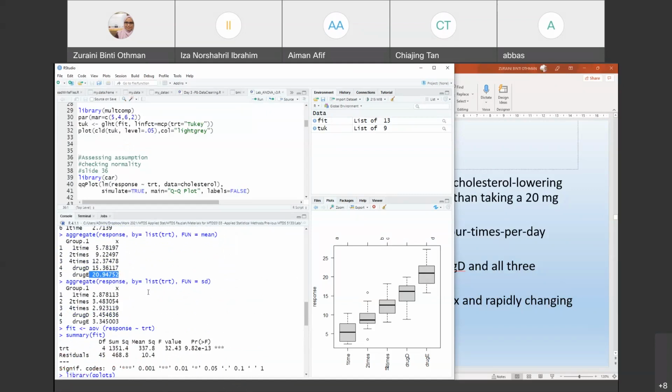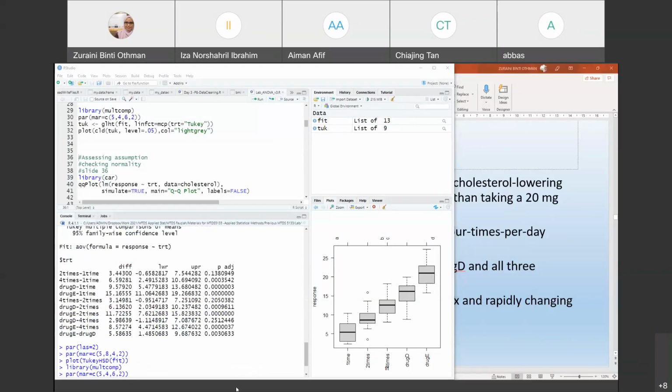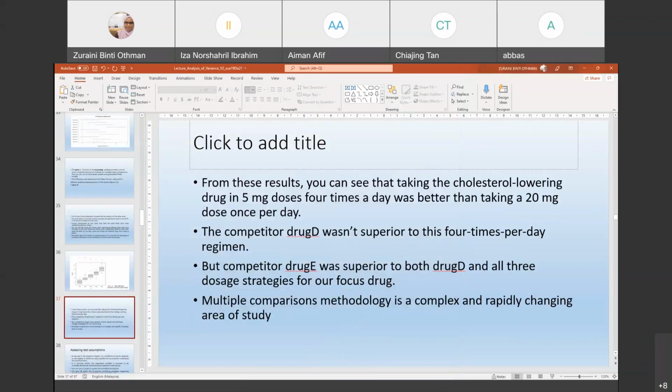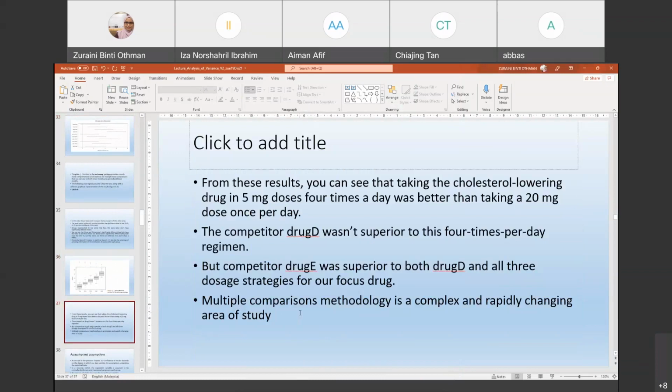So that's why for our drug E, the mean from the box plot shows it is around 20, and it is superior to the others: 1 time, 2 times, and drug D. Okay, then what we just did is what we call the multiple comparison methodology. Okay.